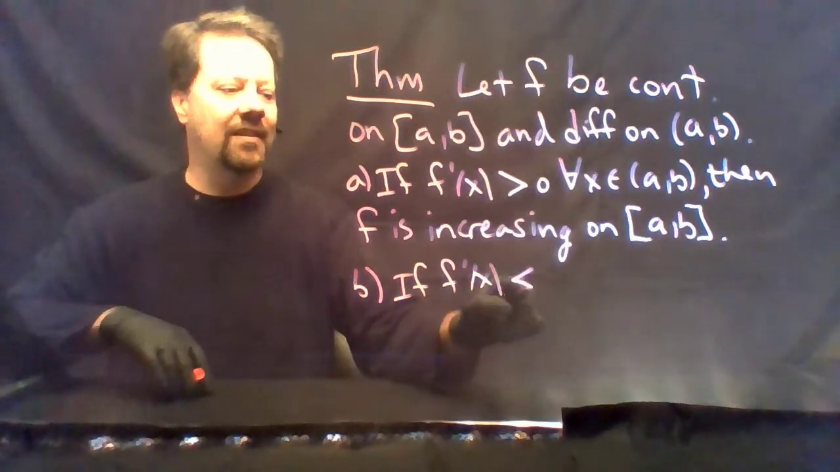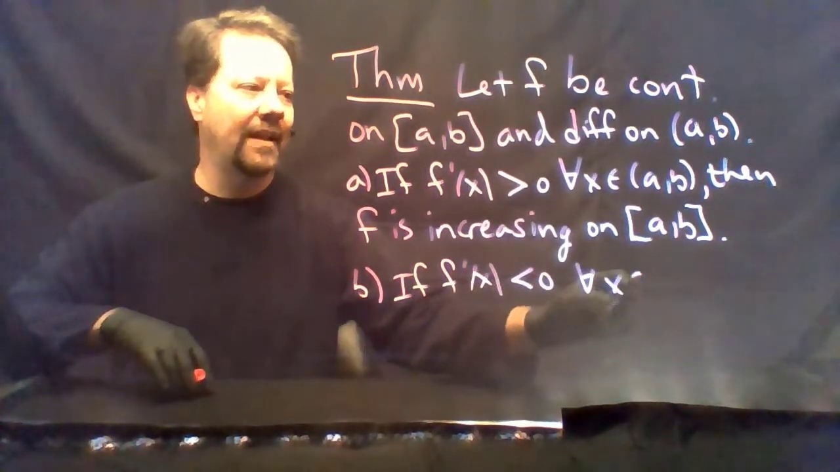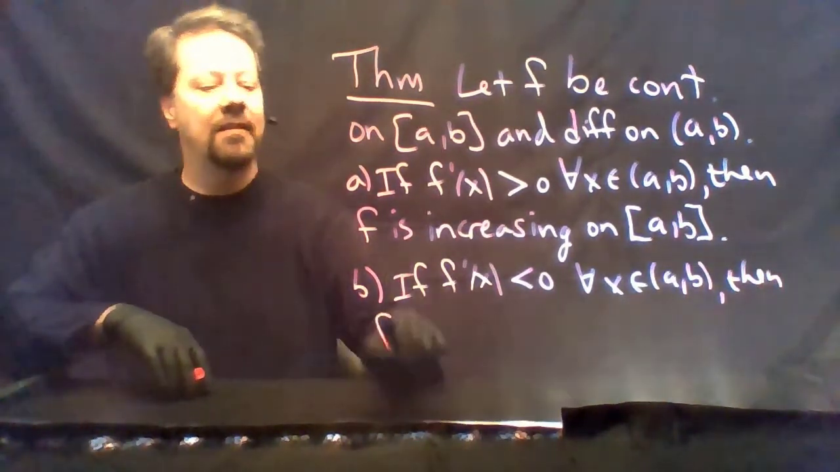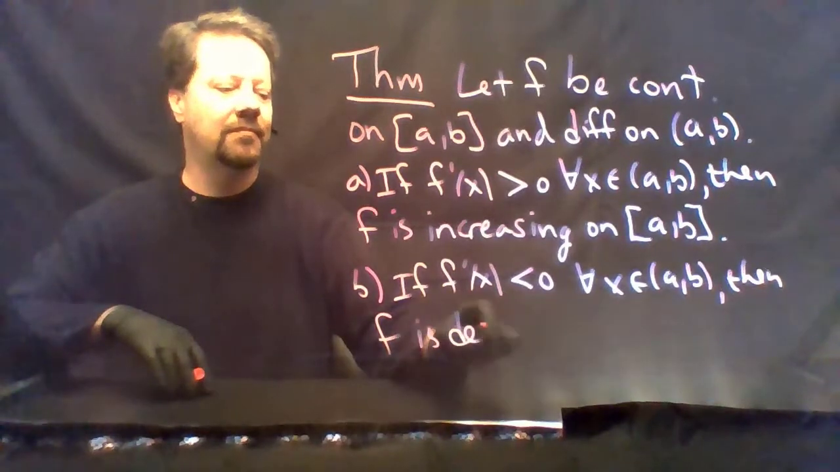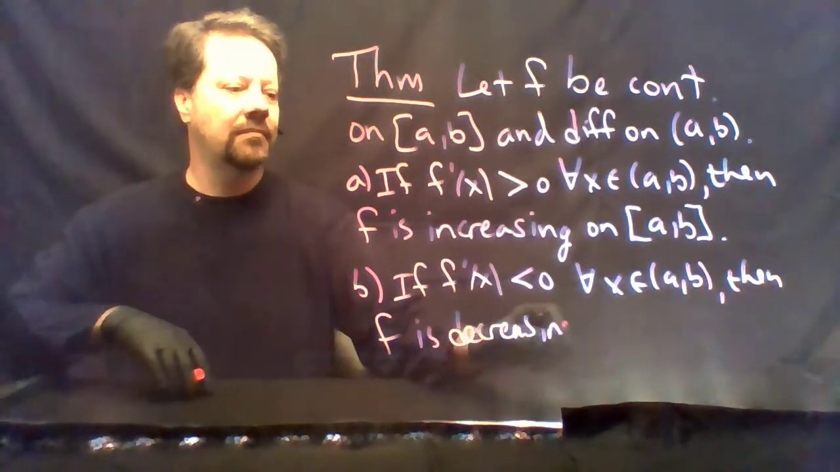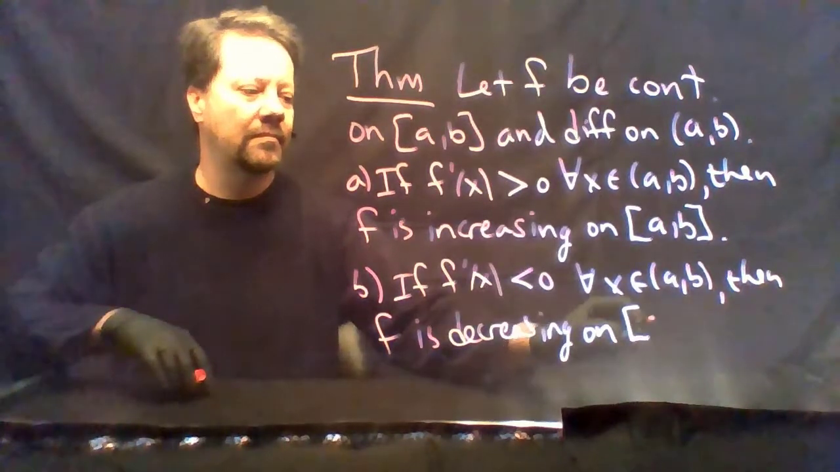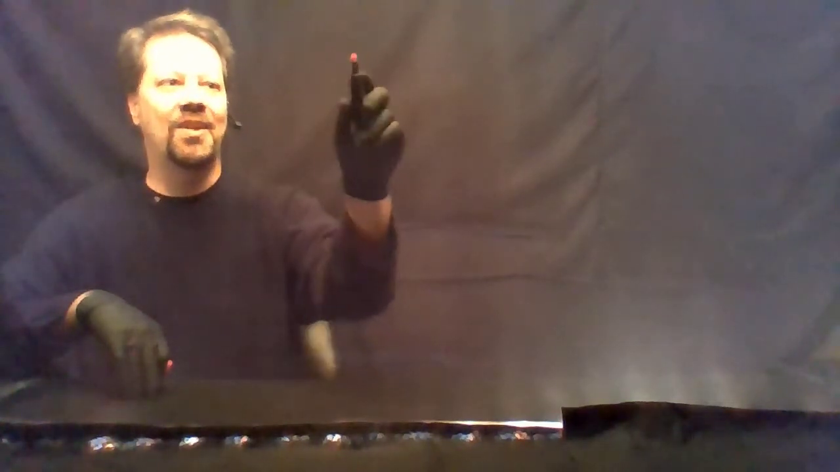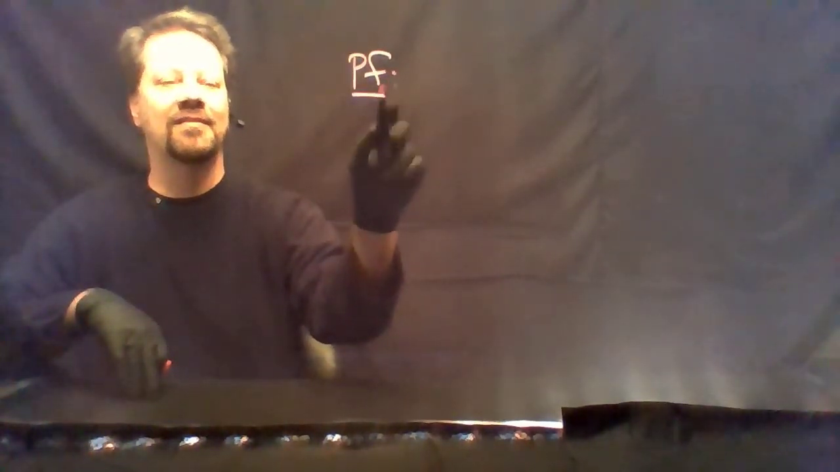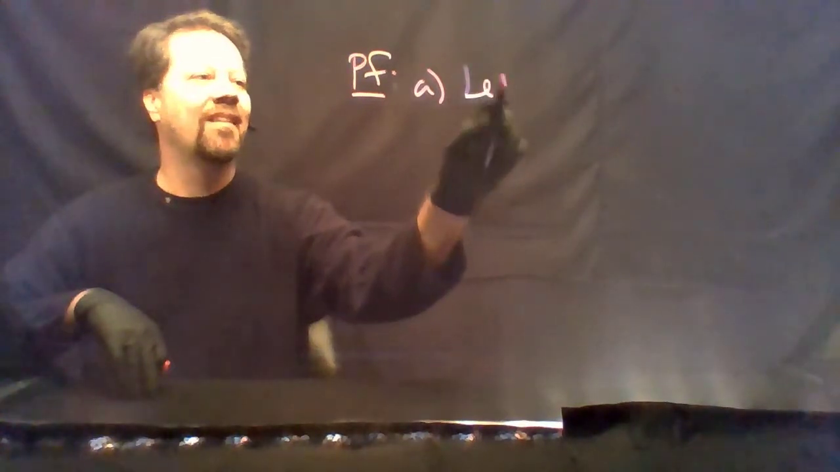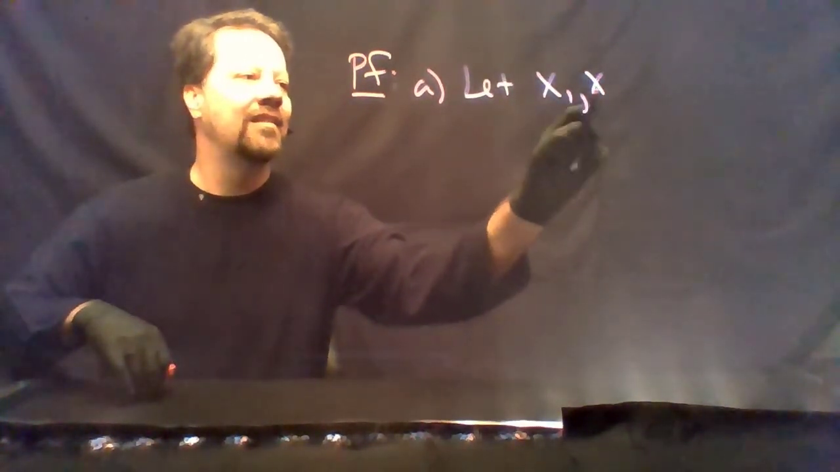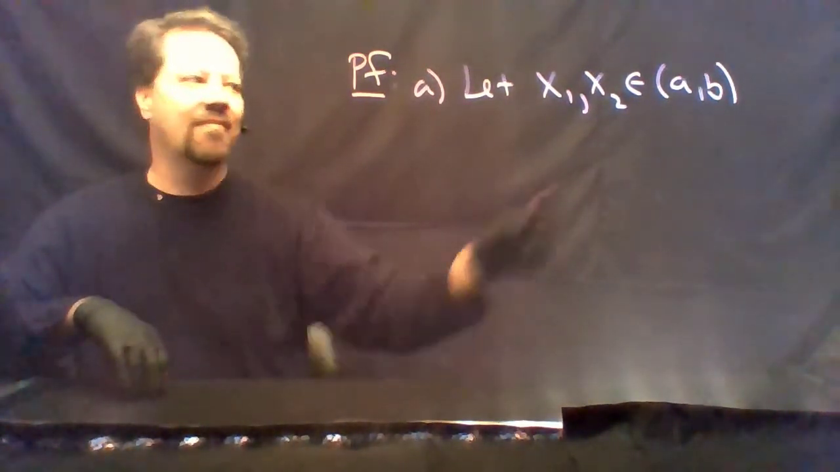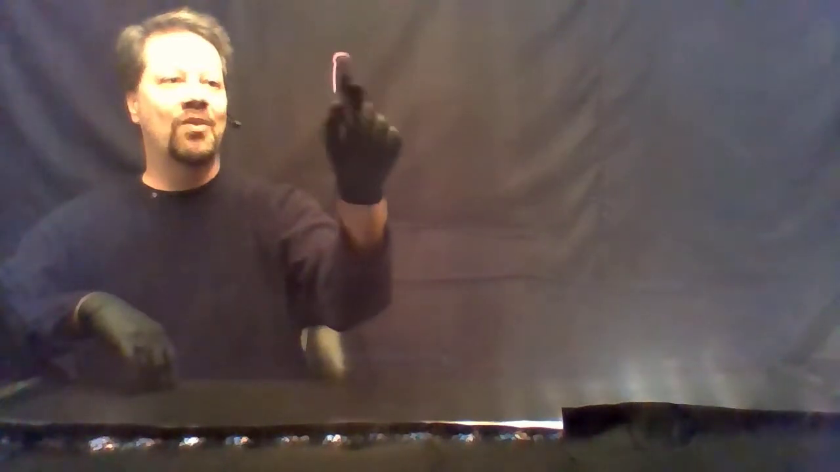If f prime of x is less than 0 for all x on the interval AB, then it is decreasing. So, how do we prove this? Choose some points between A and B. We need to see the proof.